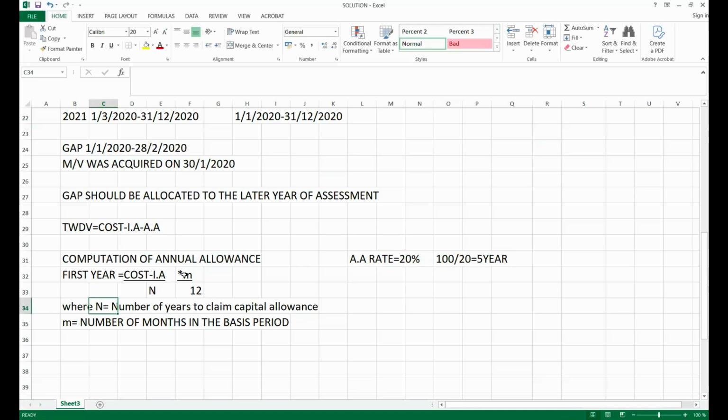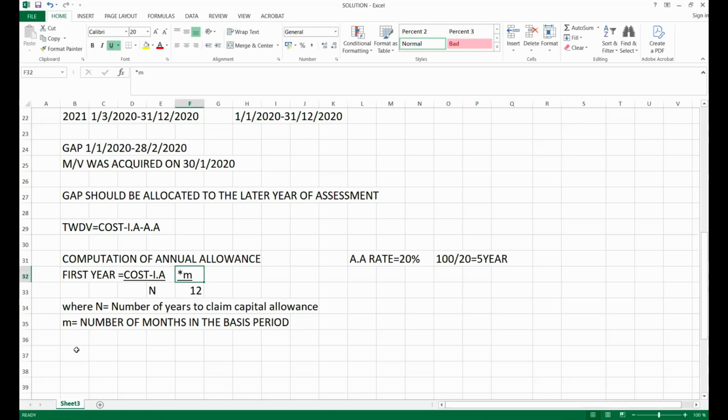So which is fine. If the number of months in the basis period is not up to 12 months, you also need to make use of that. So the number of months in the basis period will be this m divided by 12.